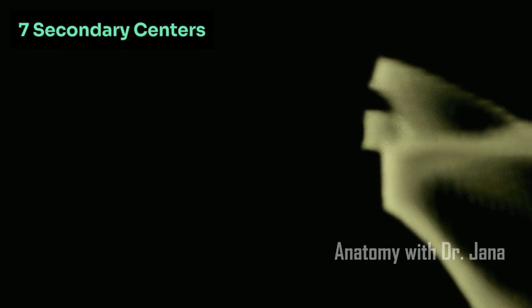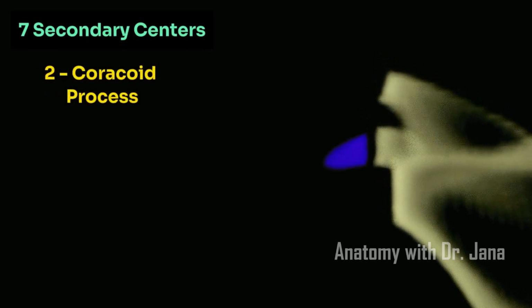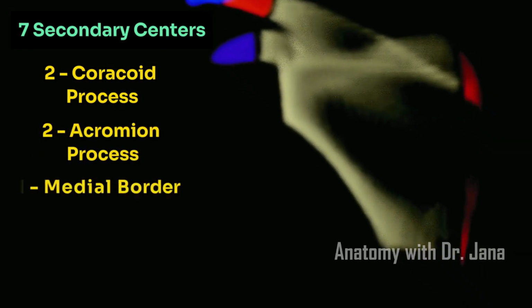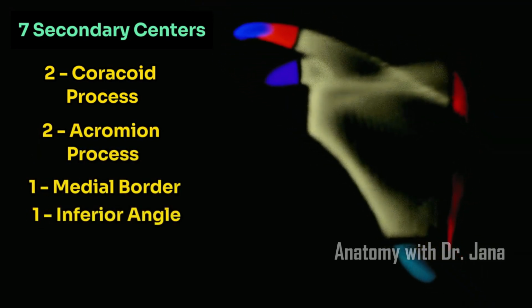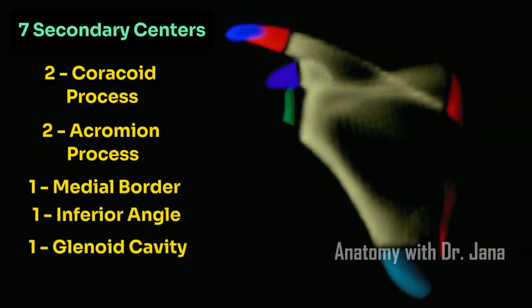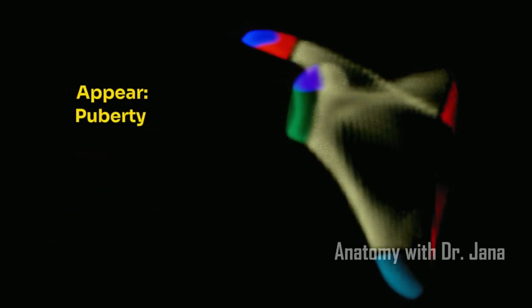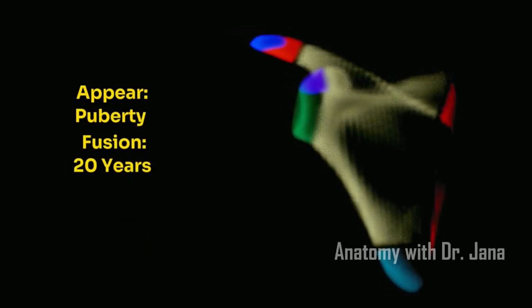Of the 7 secondary centers, 2 are for the coracoid process, 2 are for the acromion process, 1 for the medial border, 1 for the inferior angle, and 1 for the glenoid cavity. All these centers appear at the age of puberty and fuse with the primary center at the age of 20 years.